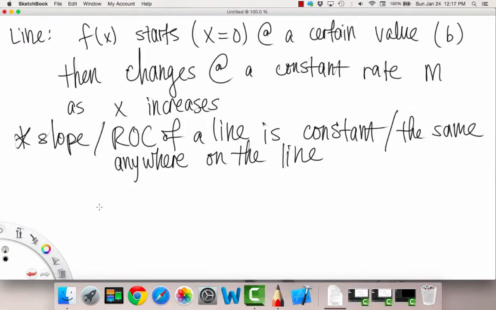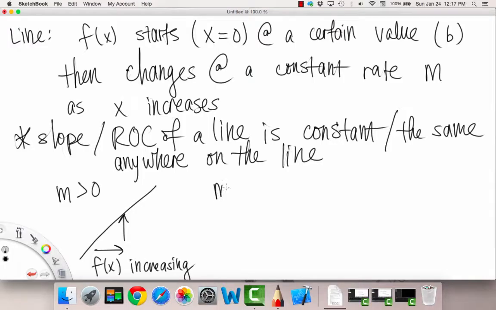So there are 3 important classifications to make. If your m is greater than 0, so our slope is positive, that means as we move to the right in x, as we increase our input, our function value goes up. So our line would have an upward slope. That means that our f of x is increasing.